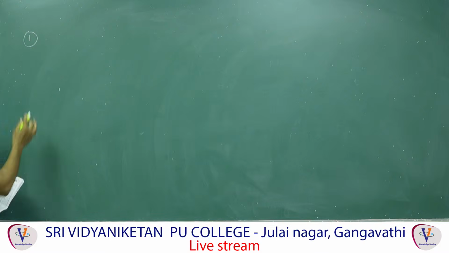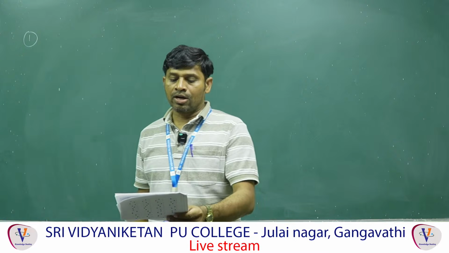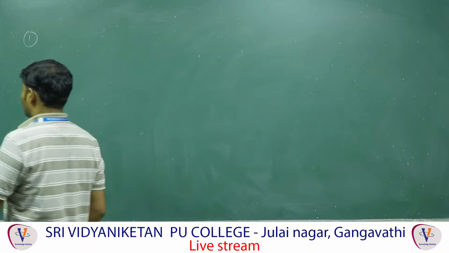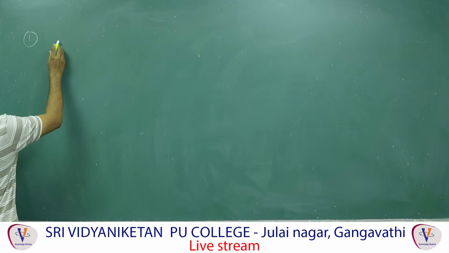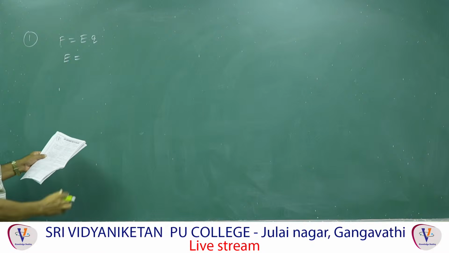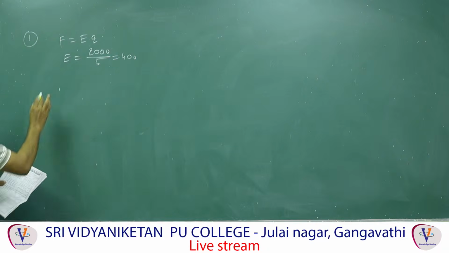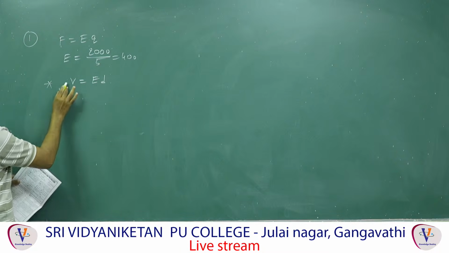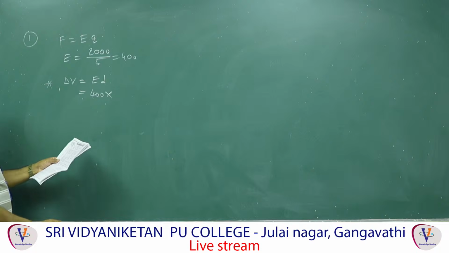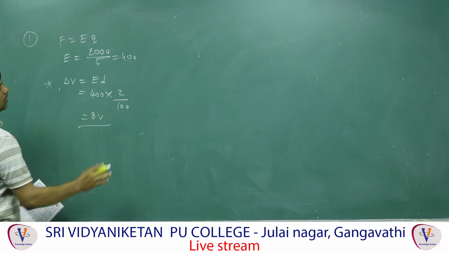Now, question number 1. A charge of 5 coulombs experiences a constant force and moves along the field between two points separated by a distance of 2 centimeters. What is the potential difference between these points? We already know that force F is equal to EQ. So the value of the field is force by charge, which is 400. Also we know that V is equal to ED. Potential difference is nothing but ED. The electric field is 400, and D is 2 centimeters, that is 2 by 100 meter. Cancelling, we get 8 volts.